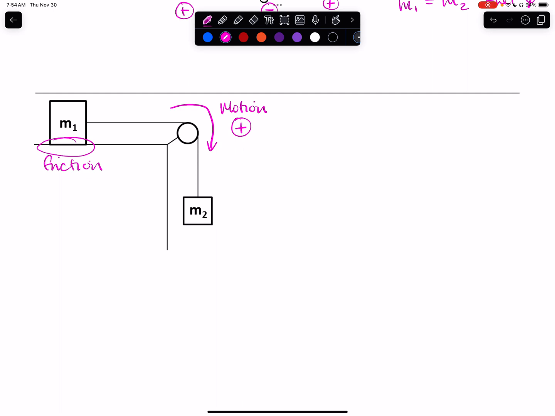All right, we're once again going to have two objects to deal with. We're going to have what's called our cart and then what's called our hanger. So we're going to start with the cart, which is up on the bench.